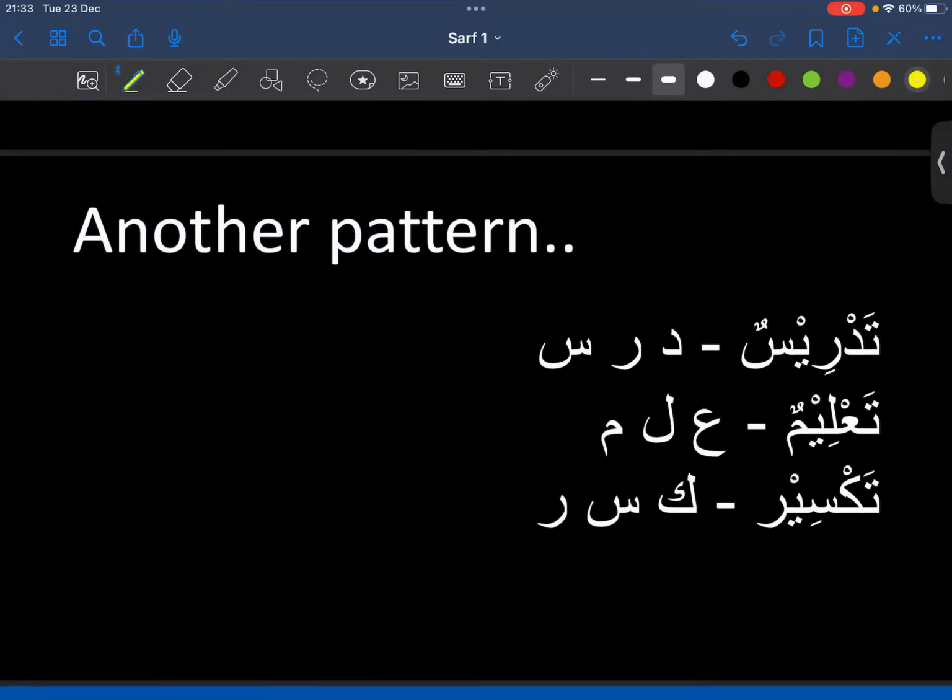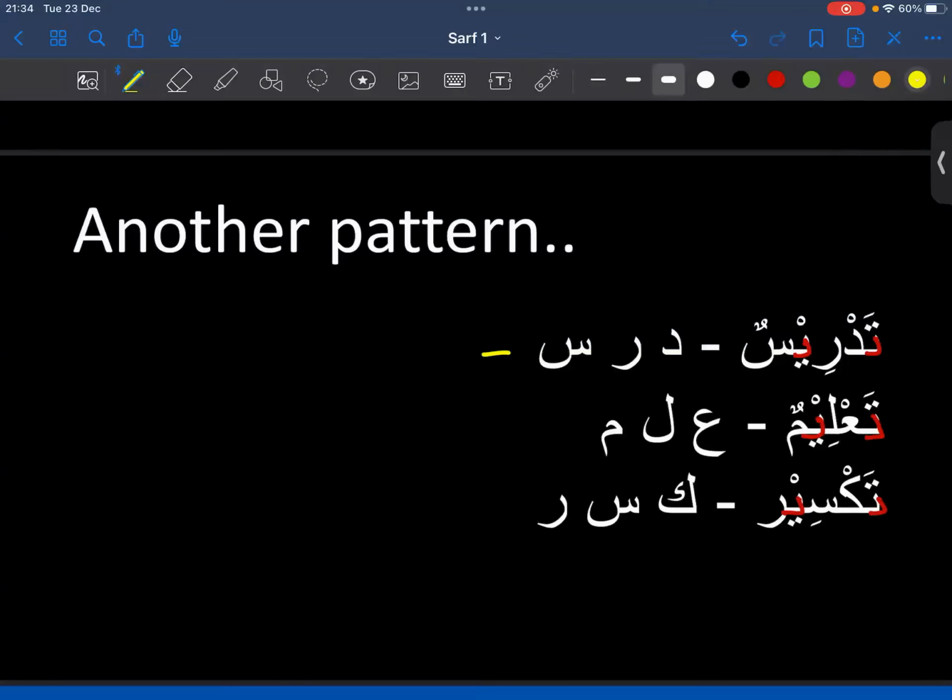And here we have another pattern. Tadris, ta'lim, and taksir. Now you can notice all of them start with a ta, with a fatha on it. So let's analyze this pattern by applying the same procedure. So they clearly have an extra letter, which is the ta and the ya. They all share in ta and ya. So let's apply the procedure.